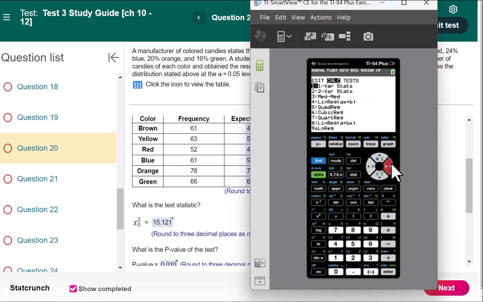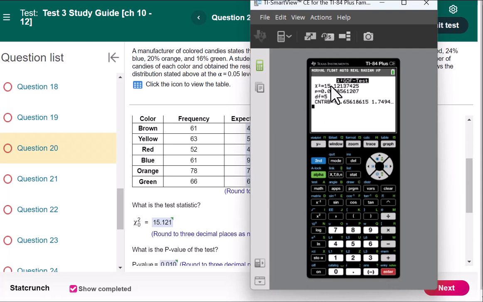You go to stat. The name of the test for this section 12.1, guys, is the goodness of fit test. Observed in L1, expected in L2. Now, degrees of freedom, let me tell you what this one is. It's the number of categories minus 1. How many categories do we have here? 1, 2, 3, 4, 5, 6. Minus 1 will be 5. And then you hit calculate.